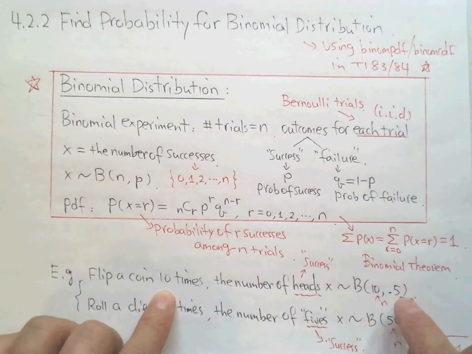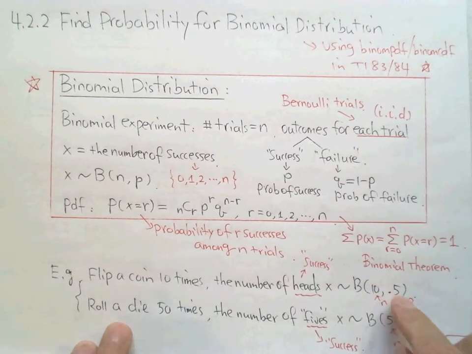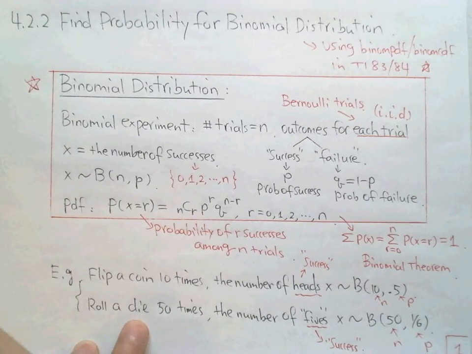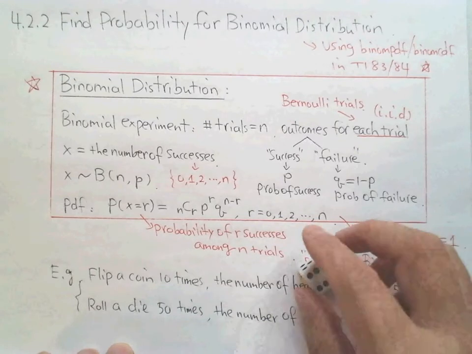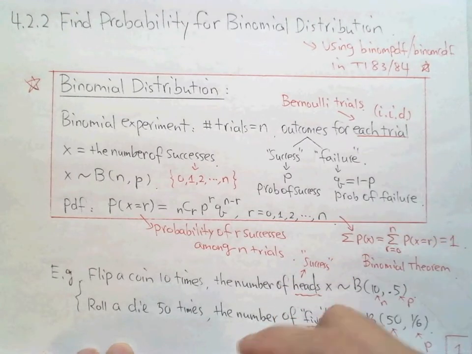This is the first example. The second, can we look at it? We roll a die 50 times. I have a die here. I'm going to roll once, roll twice. We already know if I roll 50 times, this is an experiment.